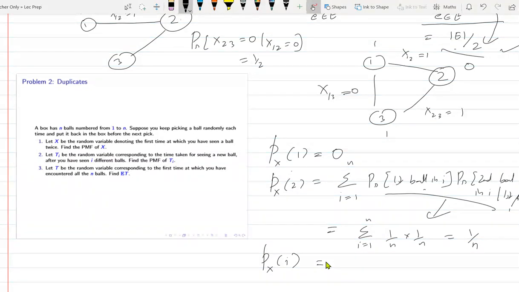Okay, so the answer is, according to you, what is the answer? Is it I by n? I minus 1 by n. I minus 1 by n. Everybody agrees?